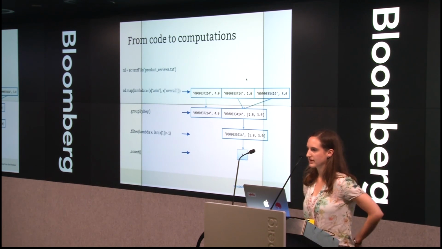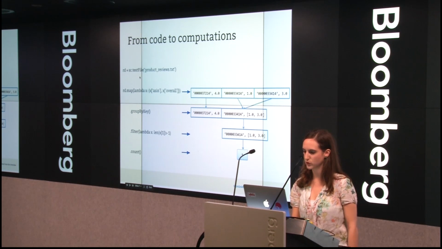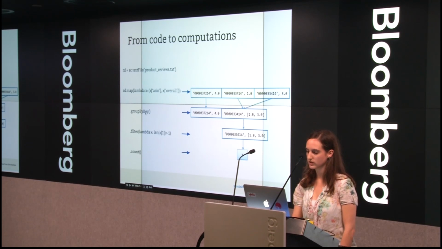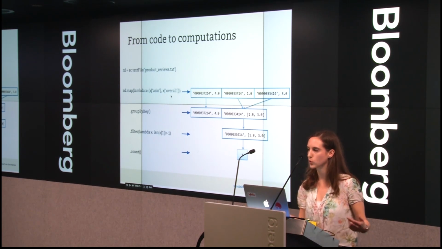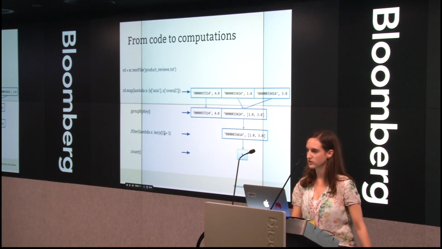So how does the Spark execution engine work? Okay, so let's imagine we have this code, right? What we're doing is what we've been doing before. We're loading product reviews. We're applying a map function where we extract the ASIN and the score. Then we group by key, where we group all the scores for a specific product ASIN. And then we just filter. We're only interested in the ones that have been scored at least twice. And then we count the number of products that have at least 2 scores, okay?